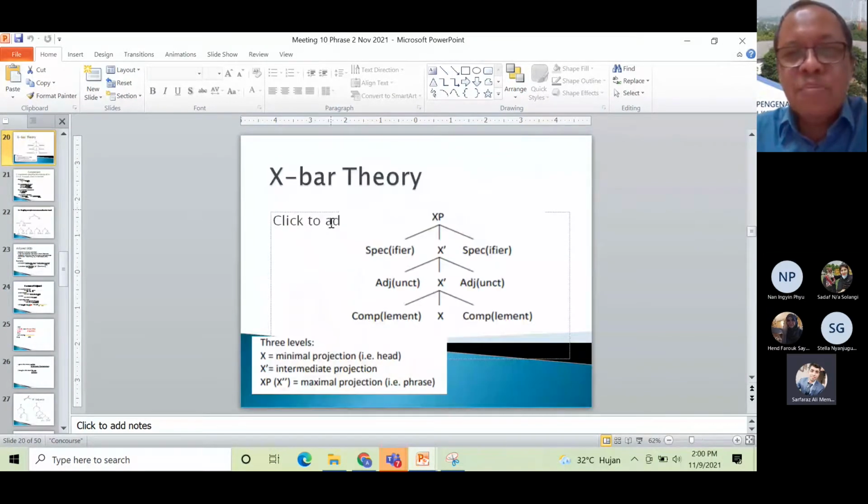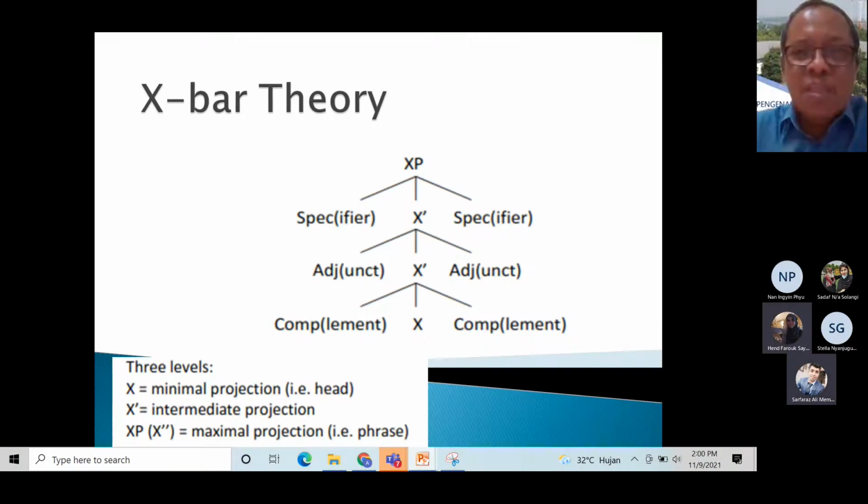Okay. Look at here. So it should be there. You cannot have adjunct under the XP. XP is an open category. Can you see my screen? Yes, sir. XP is an open category. What I mean by open category is that it can be filled with any other phrases. For example, it can be VP, NP, PP, and so on.